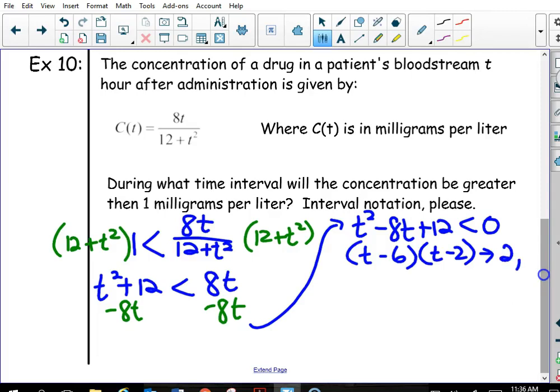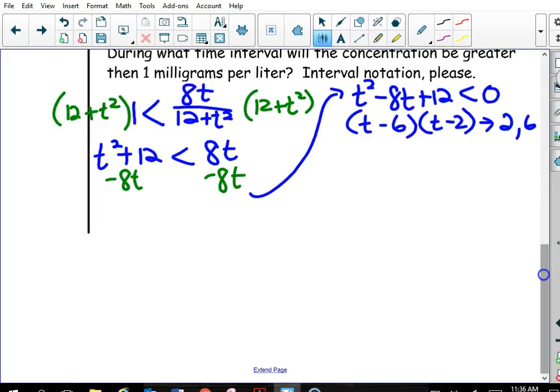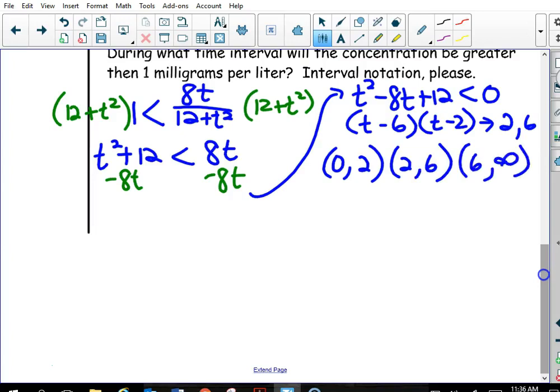All right, set up my table. And concentration is not going to go negative. So again, we're just going to look between 0 and 2, 2 and 6, and then greater than 6. Test point. And I plug it in, so we are looking for where this is less than 0. So we're looking for where this is negative.